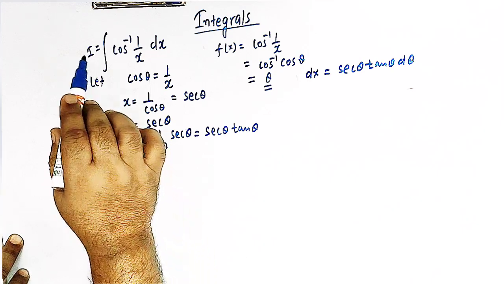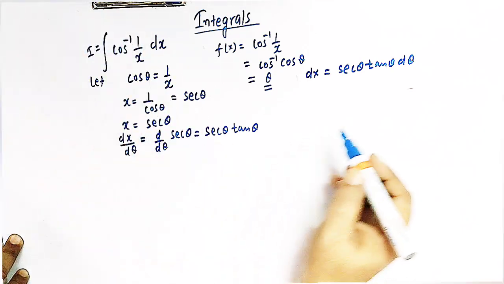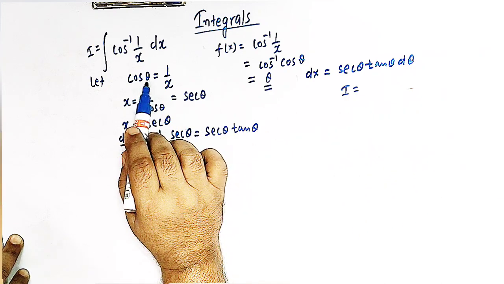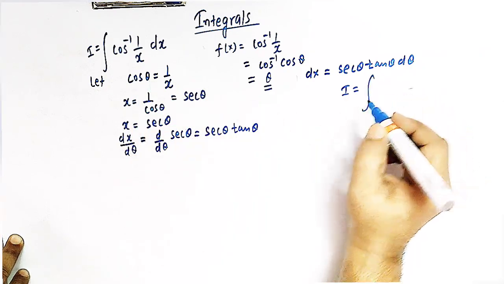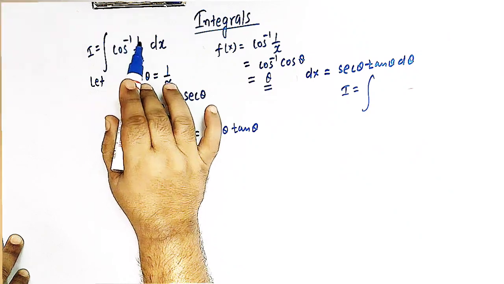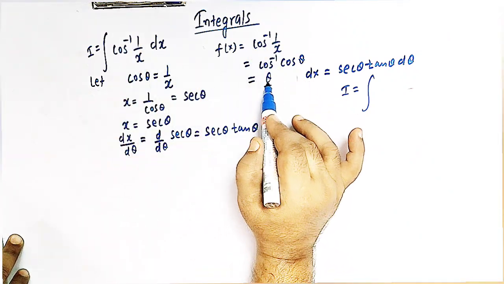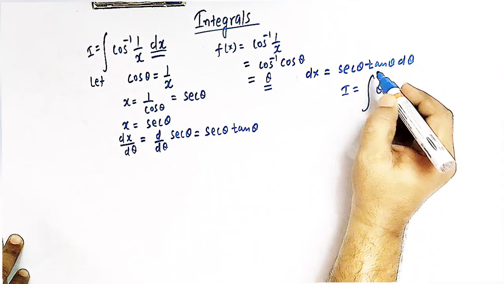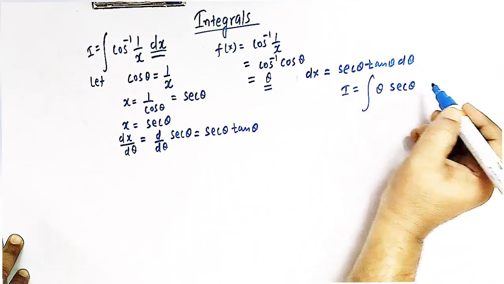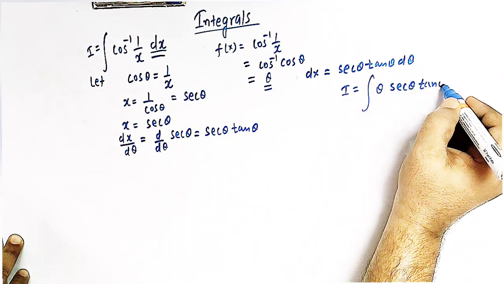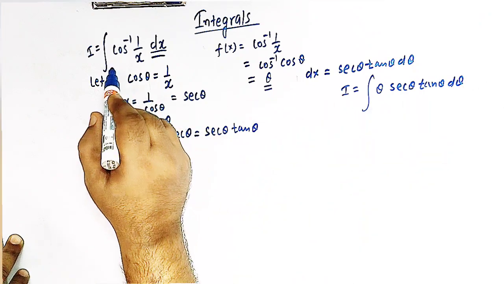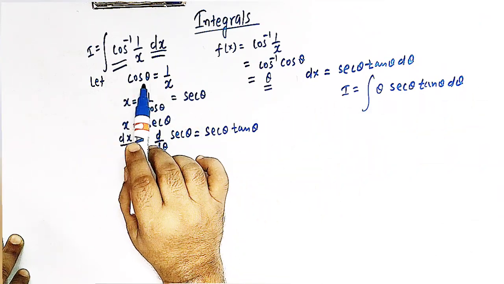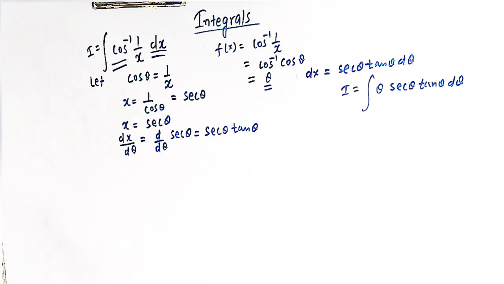Now we can rewrite this integral I in terms of the new variable theta. We can write the integral, and cos inverse 1 over x is equal to theta, and for dx we can now write secant theta tan theta d theta. So this integral is reduced to this one with the help of this substitution.